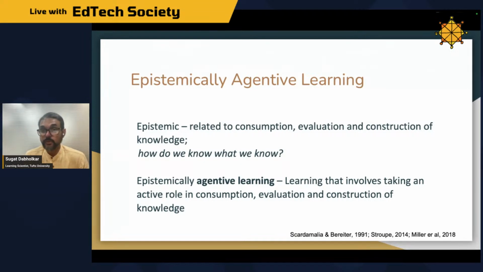And construction of knowledge is basically what scientists do or professionals do when they are working in a cutting edge area where nobody in the world knows the answer, right? And they have to figure it out, and they do figure it out and contribute to the knowledge in the world. But I think students should be doing all these three things. And so epistemically agentive learning involves taking an active role in consumption, evaluation, and production or construction of knowledge.